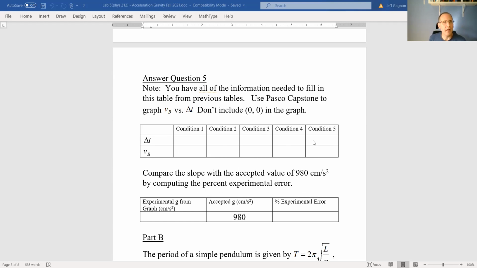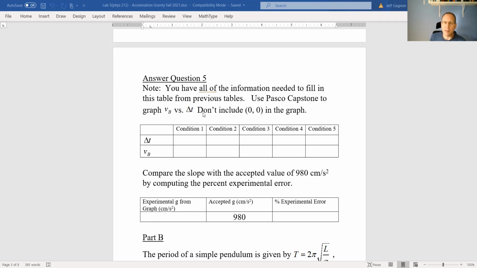Now, we know that if we plot velocity versus time, the slope of that graph should be the acceleration, right? And in this case, we know the acceleration should be constant so that the velocity versus time graph should be linear. So you want to do a linear fit. And then when you do that linear fit, the computer program will give you the slope value and you're going to record that value here. That's going to be your experimental value for G, right? The slope should be the acceleration. So in essence, it should be equal to G.